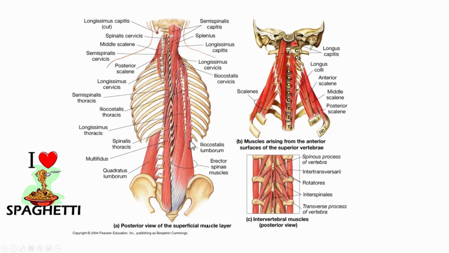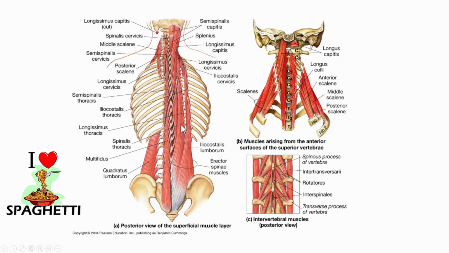And we have an iliocostalis lumborum. So it's more in the lumbar region. The next set of fibers is in the thoracic region. So this is the iliocostalis thoracis. And then we come up to the cervical region, and we have the iliocostalis cervicis. And we can see that with some of the other muscles as well as far as location. And so I'm not going to go over so much the location as the name of the muscle.